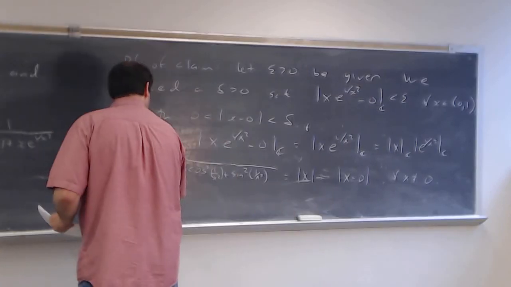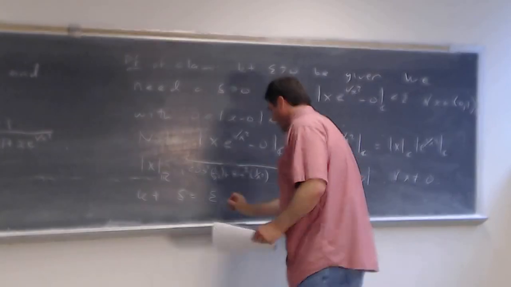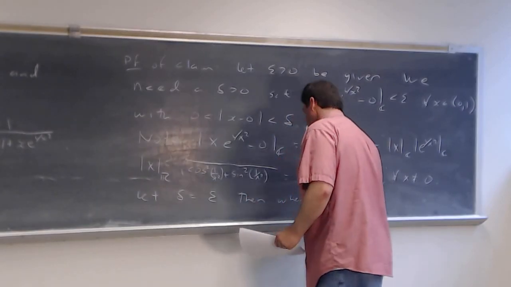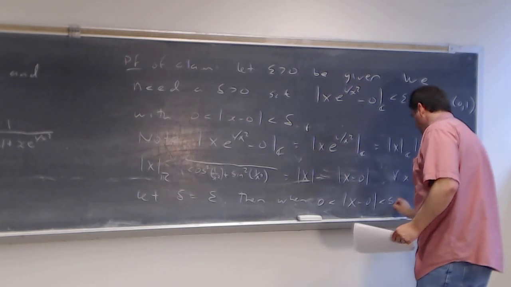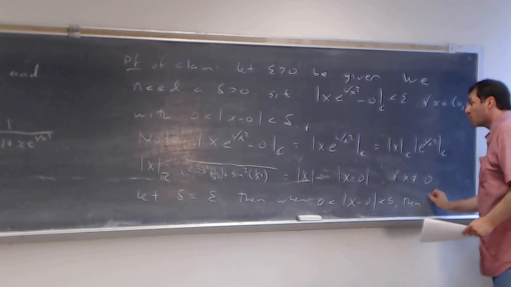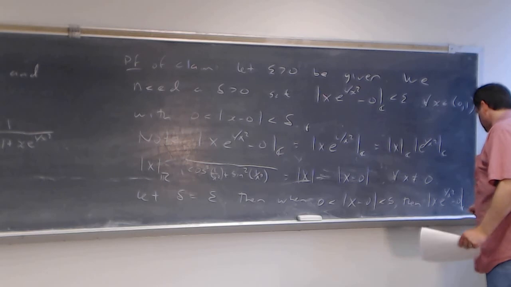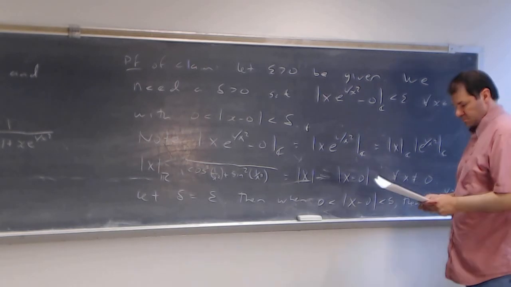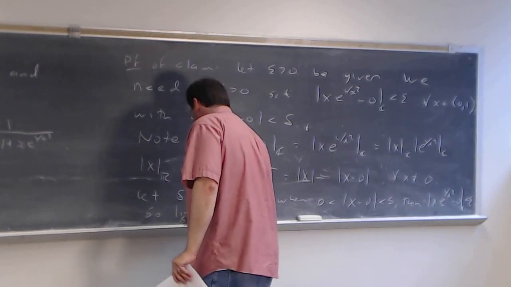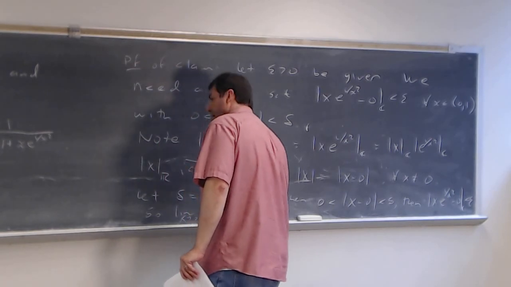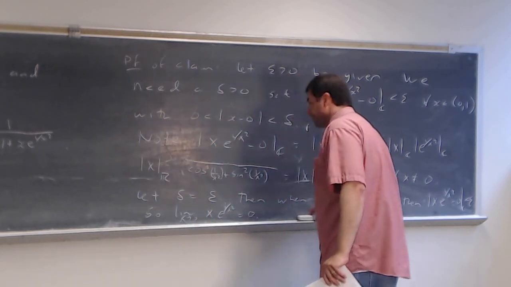So we let delta be equal to epsilon, and then when 0 is less than the absolute value of x minus 0 is less than delta, we have that the complex norm of x times e raised to the i over x squared minus 0 is less than epsilon. So what that says is that the limit as x goes to 0 of x times e to the i over x squared is equal to 0. And that's the proof of the claim.